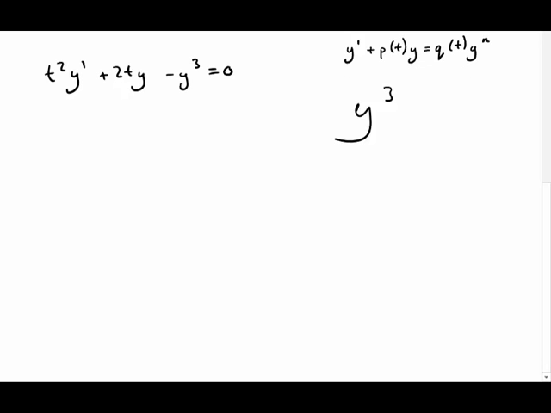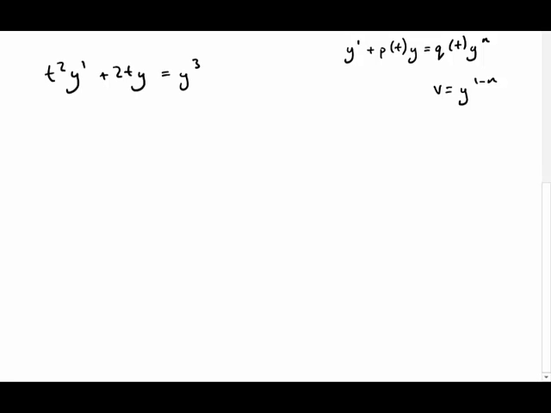The substitution that we want to make is v equals y to the power of 1 minus n. So we need to know what n is. Well, n is given by the power which y is raised to. I can make this look a little more like that just by taking this minus y cubed over to the other side, so that it is equal to y cubed.